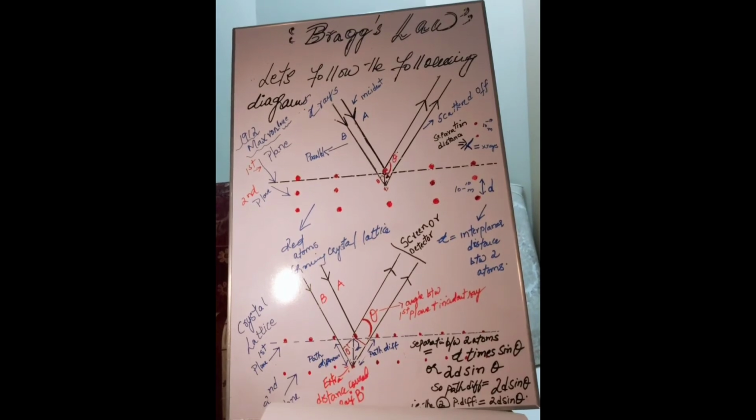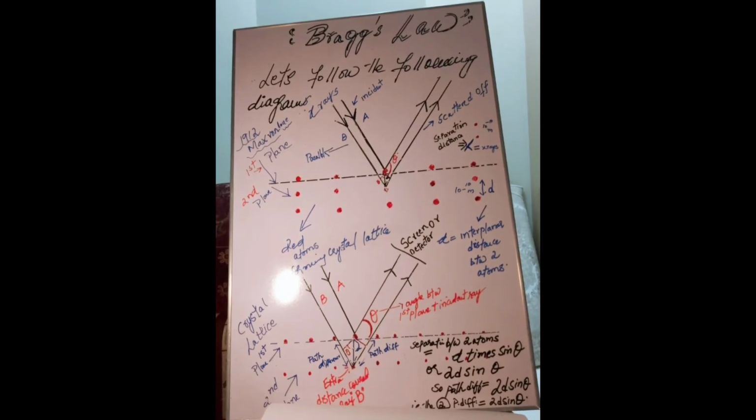This equation, that is n lambda equals 2d sine theta, which we call Bragg's equation, is very helpful. If you know the value of lambda, that is the wavelength, and if you have calculated theta, then the separation distance, that is d, between any two atoms can easily be calculated, right? So this Bragg's equation is the basis of the process called XRD, or X-ray diffraction.